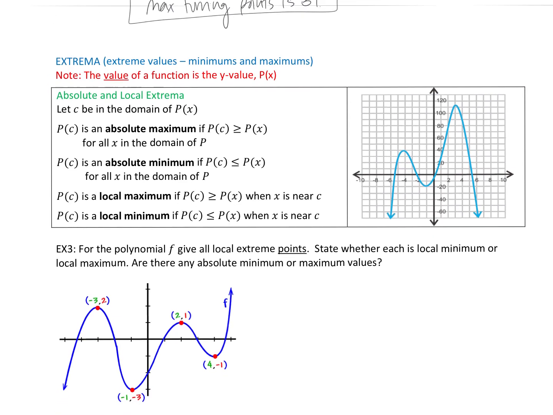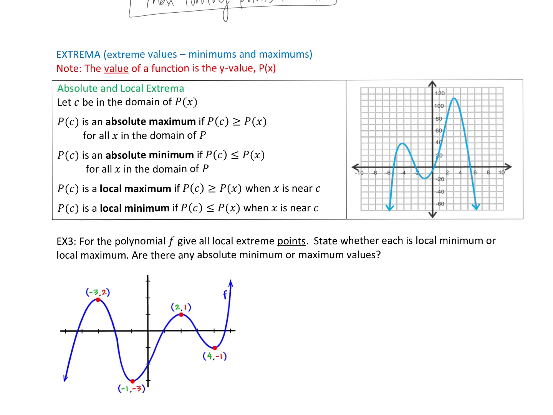Now let's look at some things called extrema, or extreme values: minimums and maximums, highest or lowest numbers. Note, the value of a function is the y value, p of x. So if we're talking about the value, we're talking about y. And if we're talking about a point, again, it's the point. So there is some small verbiage you have to keep track of.